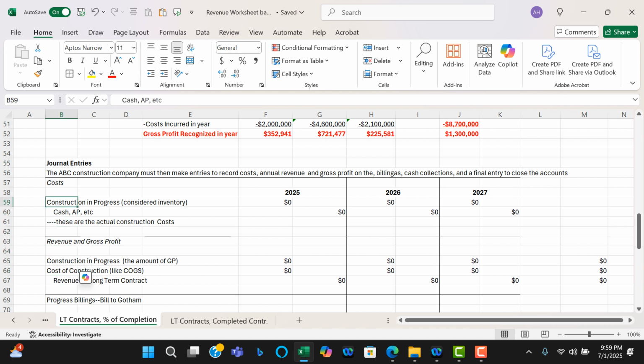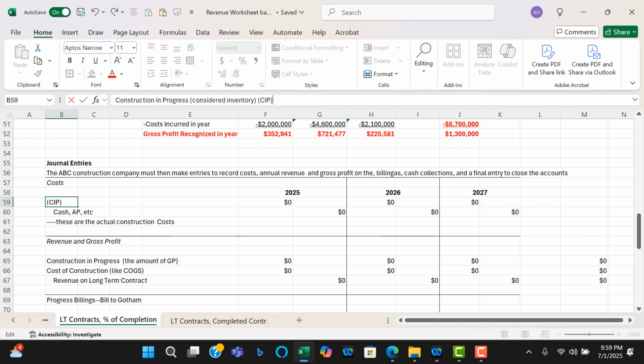Okay, so the first entry has to do with the entries to record the actual construction costs of the project for each one of these years. And I want you to notice the accounts I'm using. Construction in progress, also known as CIP, construction in process. I'm going to go through this a little slowly.